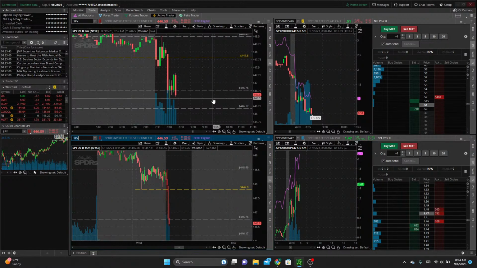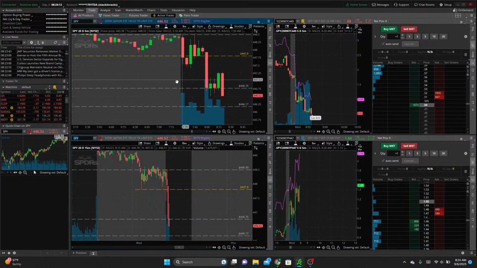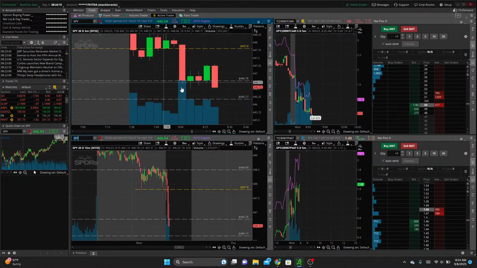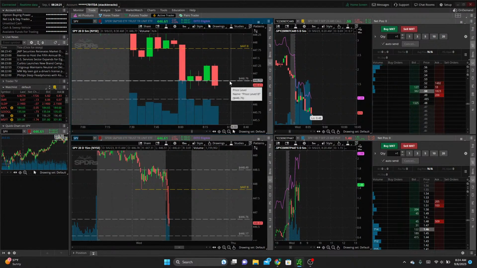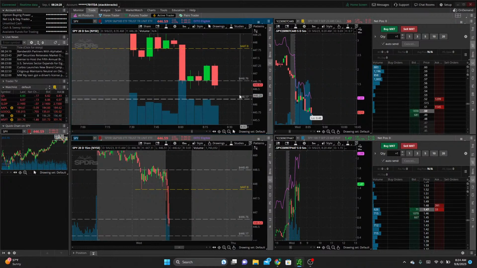So we're coming down and testing that low of day right now. If we break and close below this level, I'm just going to zoom in to emphasize this. But look at how well we've held that level. If we break and close below this and get a retest, that could be a valid entry. That level's held up really well.